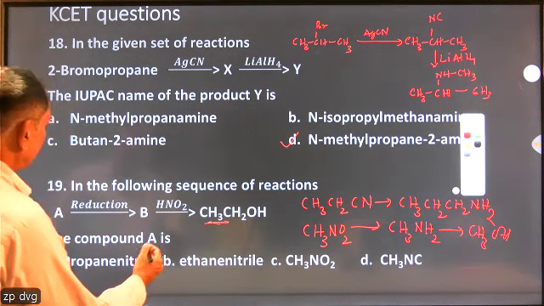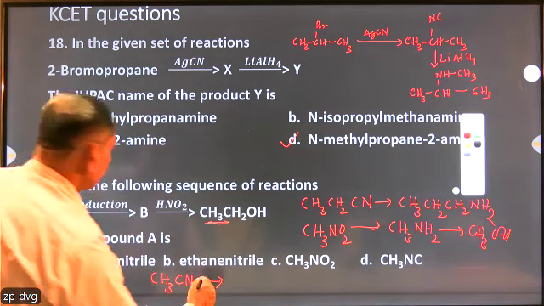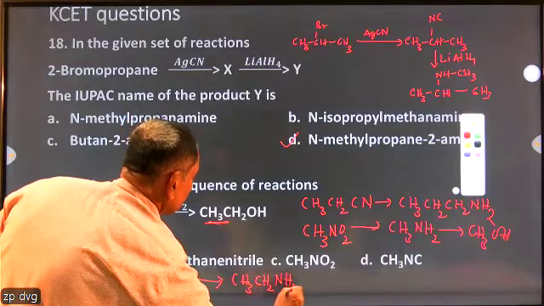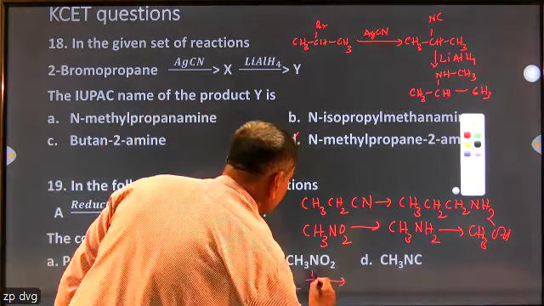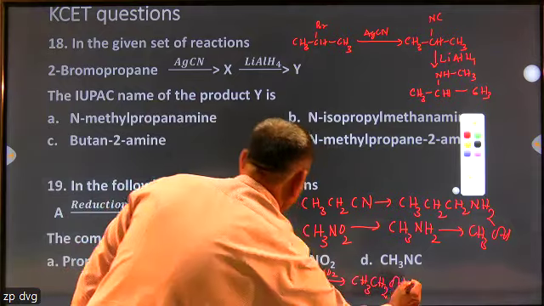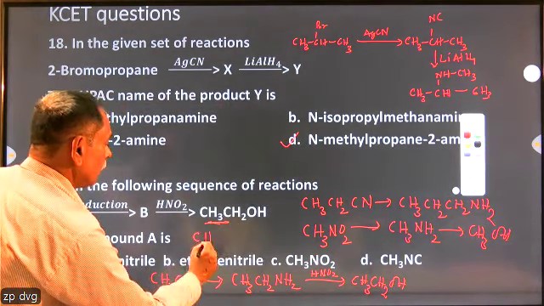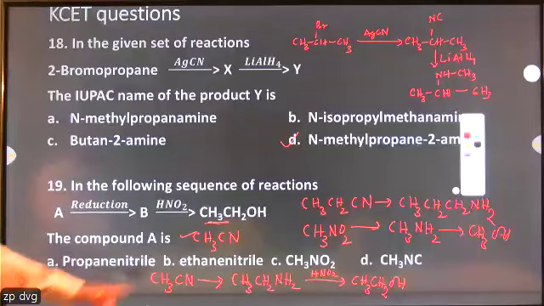You take methane nitrile. So this upon reduction, you get ethanamine. Ethanamine, upon treating with HNO2, you get ethyl alcohol. So the correct answer is CH3CN, methane nitrile. So the option is not there. So the correct answer is CH3CN.